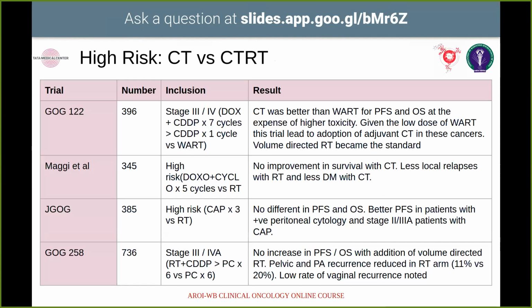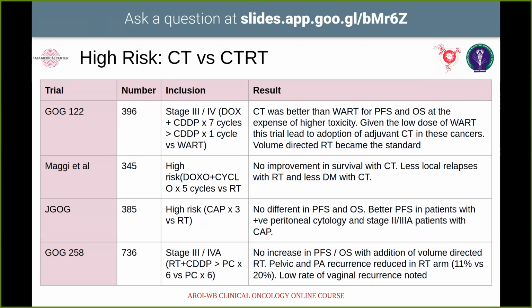Finally, the question comes, what is the added benefit of giving chemoradiation as opposed to chemotherapy? So this has been studied in 4 randomized controlled trials. The first trial was actually a very old trial, at which time they used to give whole abdomen radiation for stage 3, stage 4 endometrial cancer. Now you must remember that this was done at a time when surgical staging techniques were not so evolved, and peritoneal disease was actually treated with radiotherapy, that is whole abdomen radiotherapy.